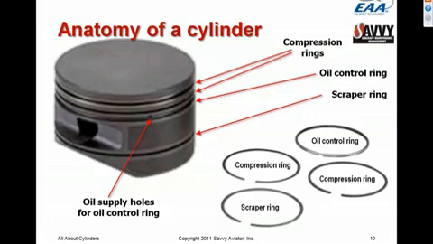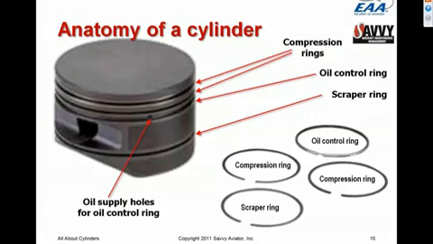The oil control ring's job is to provide lubrication to the walls of the cylinder. The oil control ring is a slotted ring, and it has an expander spring inside of it. You can kind of see that if you look at the little picture there, which holds the control ring against the cylinder wall with a measured tension.